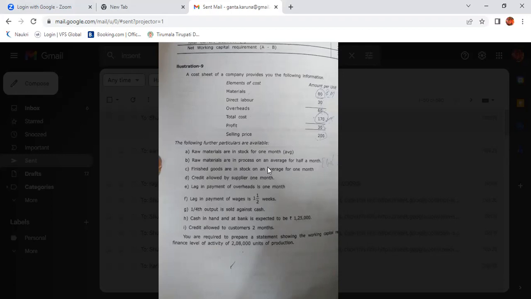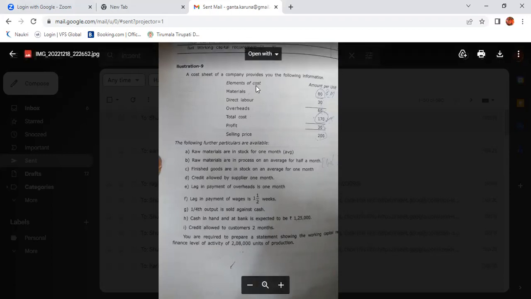Now he is expecting us to prepare a statement showing the working capital finance level of activity for production of 2,08,000 units. What he's expecting is to find out how much net working capital we need to produce these 2,08,000 units. So how am I going to find out? Just go through the sum once again, and see what information he has provided. Then we'll get into the format.